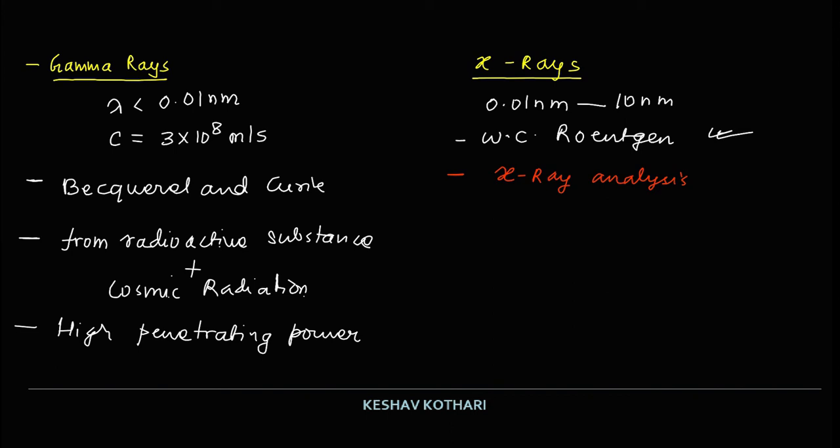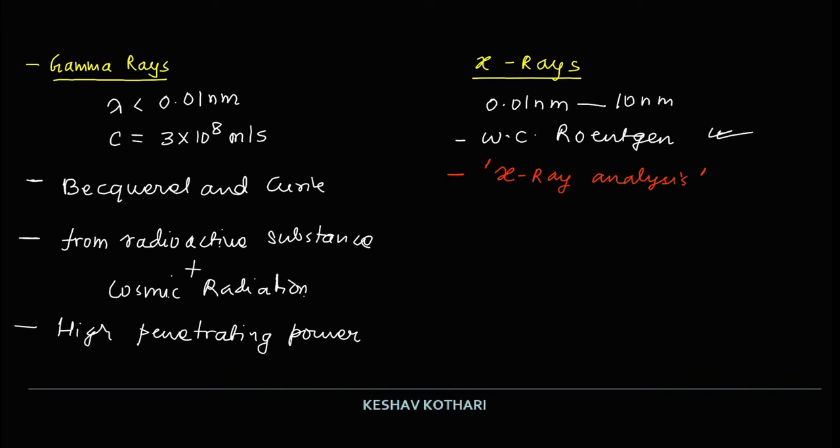X-rays are also used for crystal analysis. For atomic arrangement in crystals also we use X-rays. So X-ray analysis is done for bones, for atomic crystals, and for getting the X-ray of bones and teeth. So these are the various uses of X-rays.